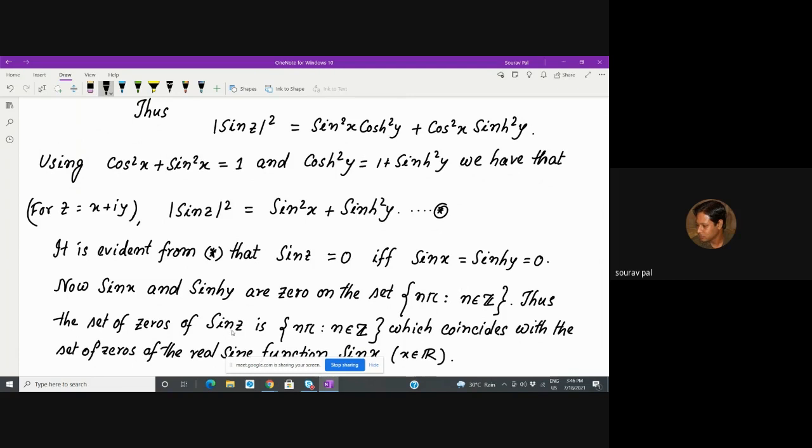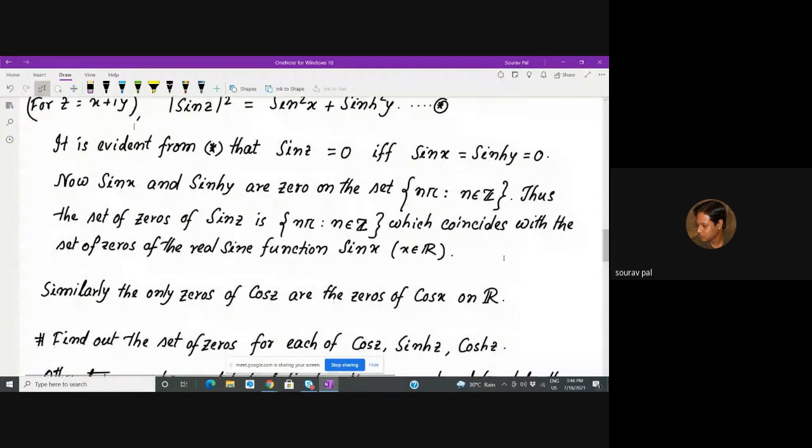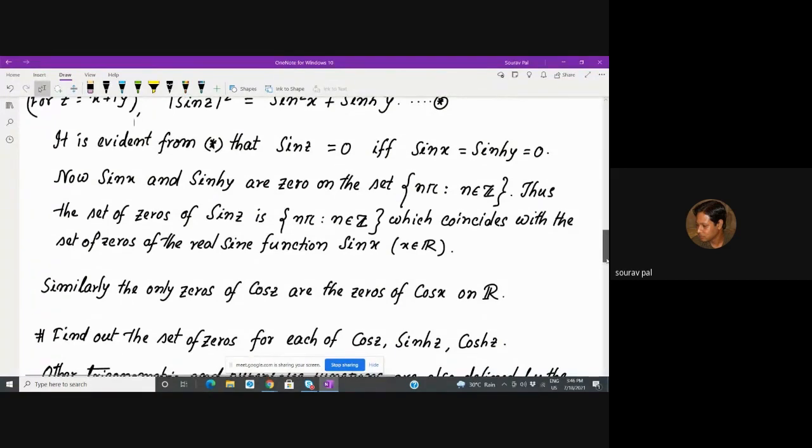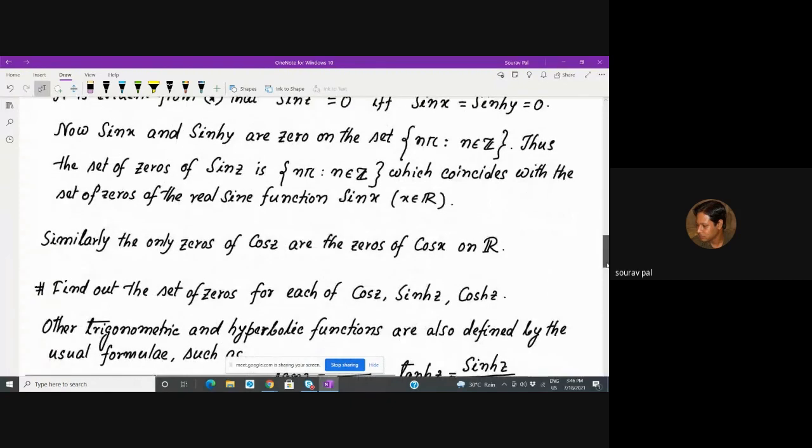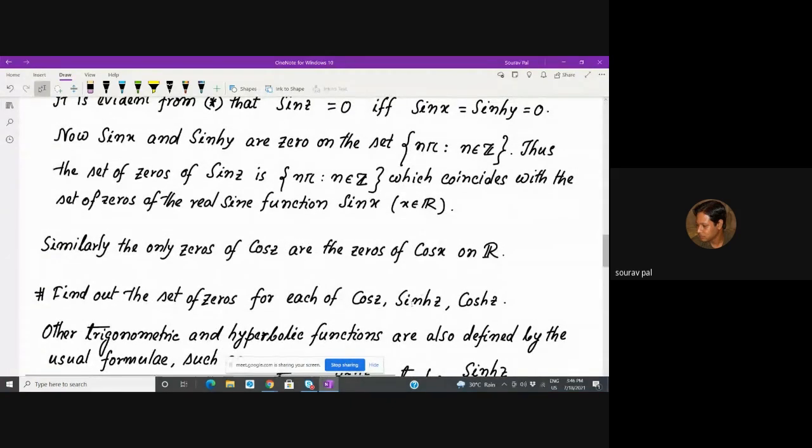So the zero set of sin z, when z comes from the complex plane, is also the zero set of the real sin x, the same set of zeros, right? So the zeros of sin z lie on the real line and they are of this form, n pi. So similarly, you can determine the zeros of cos z. They will be equal to the zeros of cos x, indeed. Okay. Now you can think about the set of zeros for sinh z and cosh z.